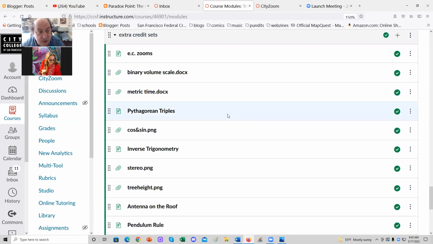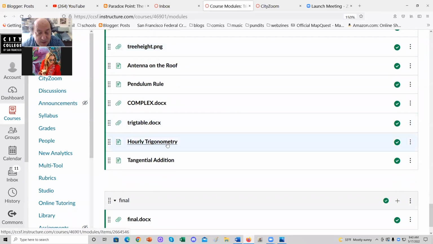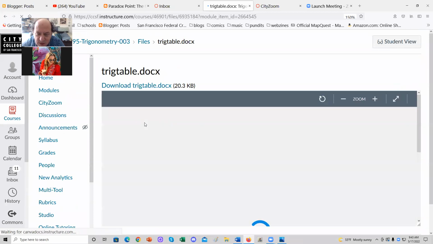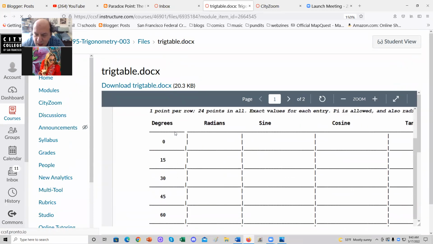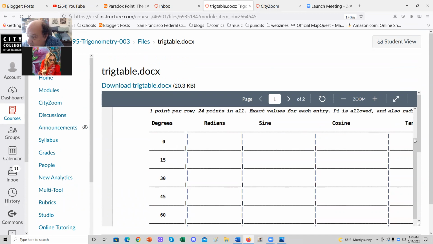some of this extra credit stuff. Last time I covered this, I mentioned the hourly trigonometry. Connected to it, I forgot to mention this: fill up this trig table. The idea is to fill in values of sine, cosine, and tangent.